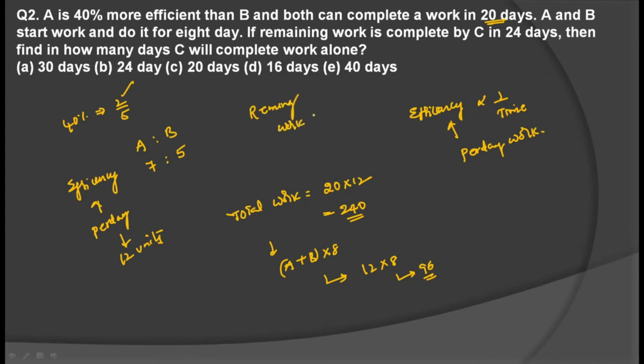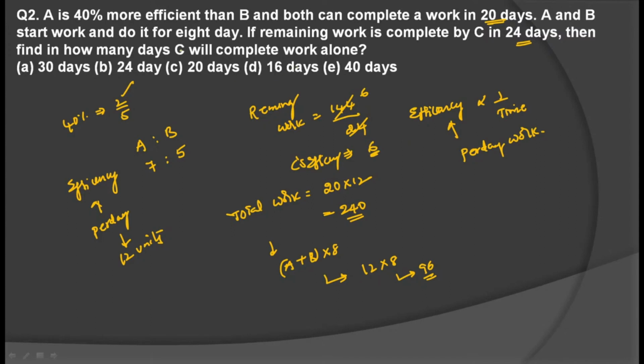Now the remaining work is exactly equal to 140. These remaining work can be completed by C in 24 days. So the work is completed by C in 24 days, which means you just identify C's efficiency. Now see guys, what is C's efficiency here? 24 becomes 144, which means 6 times. Means they completed 6 units per day. The efficiency of C is 6 units per day.